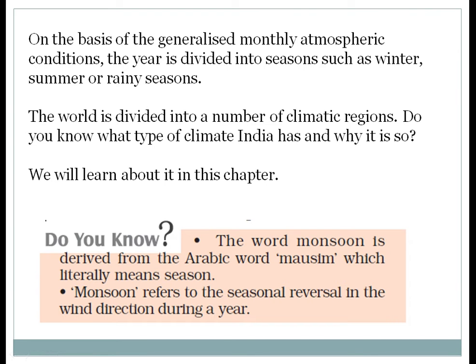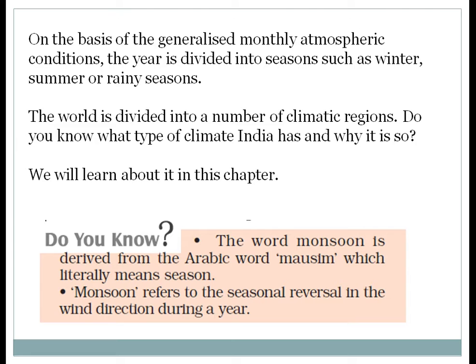On the basis of the generalized monthly atmospheric condition, the year is divided into seasons such as winter, summer and rainy. The world is divided into a large number of atmospheric regions. Here is another question for you. Do you know what type of climate India has and why it is so? In this chapter, we have divided the whole chapter into 3 segments. First, we are going to talk about the climatic controls.